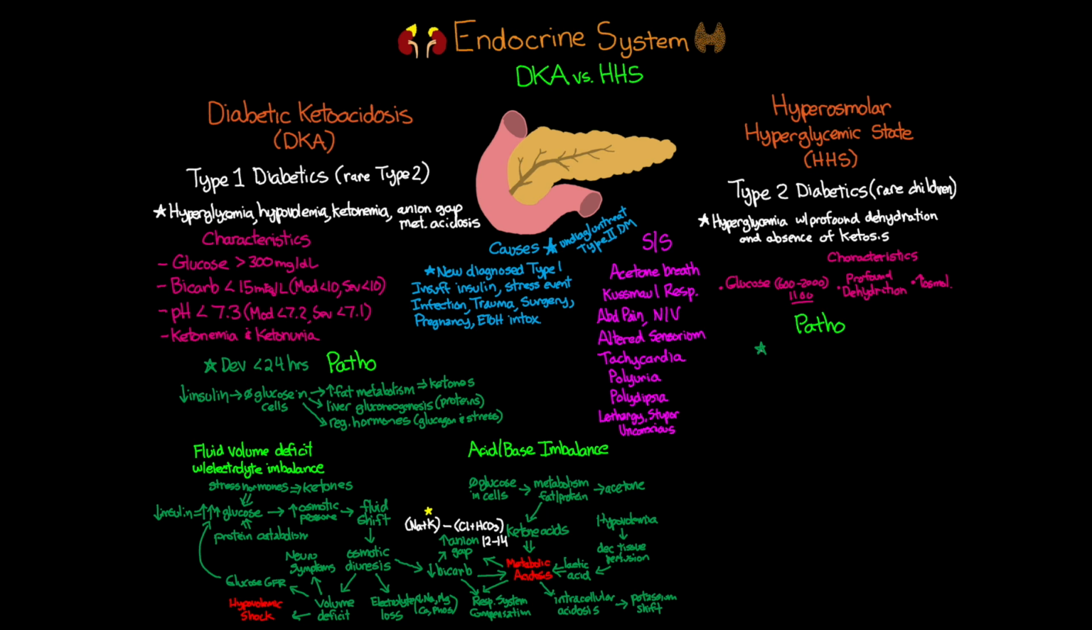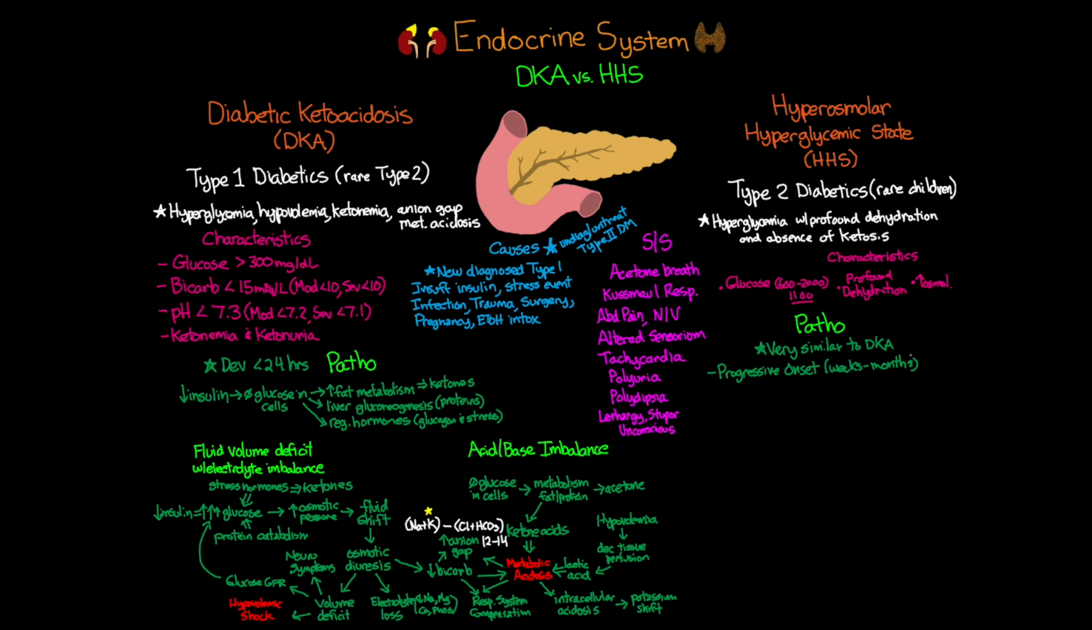So now let's move in and talk about some of the patho that we're going to see in HHS. And a lot of it is actually going to be very similar to what we see in DKA with a few differences. Now, the first is that the onset is often progressive and it's not quick like we see in DKA. And in fact, we can even see this happen over weeks to months.